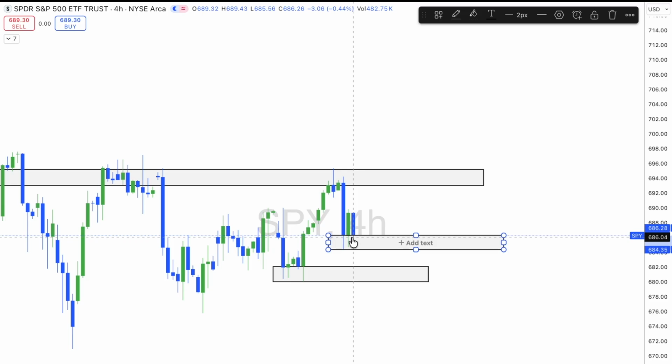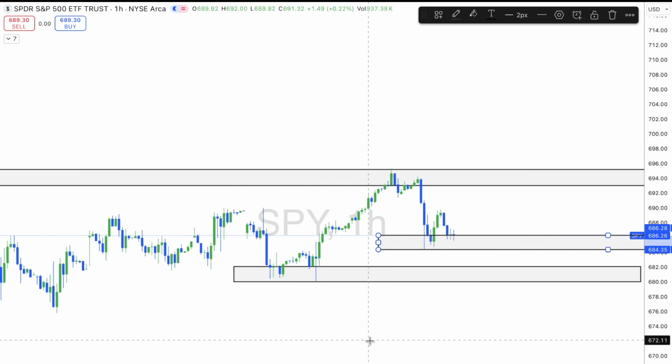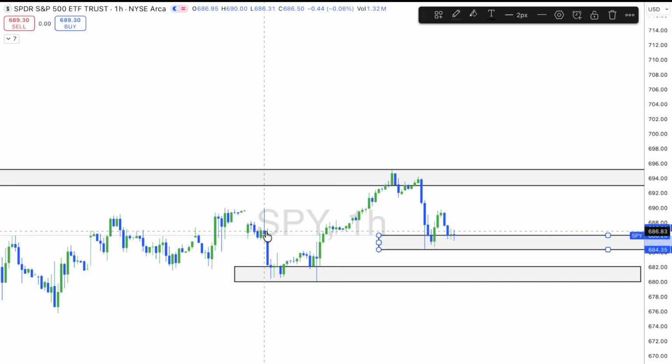This closed candle was 686.26, so it's within $5 of each other. So I'm going to mark out this level here. Now I'm going to scale down to the 1 hour. Once I scale down to the 1 hour, you can see things a little more clear. You can see that we got a push down, came up, push down, but it's rejecting off of this level here. So that's why it's marked out.